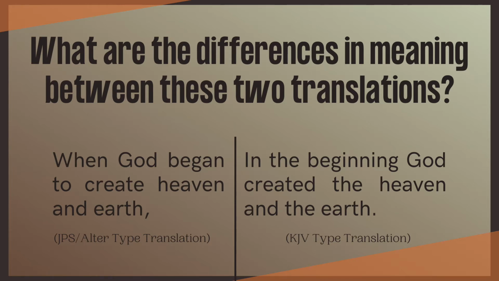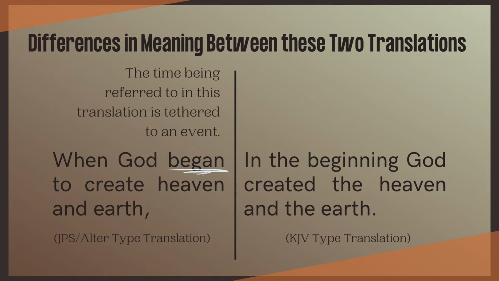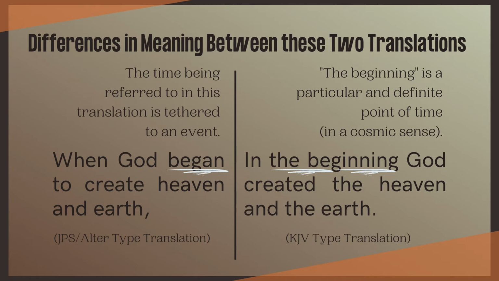There are actually several differences. First, in the beginning is commonly interpreted as though we have a particular and definite point of time being referenced. That is, the beginning, in a cosmic sense. And the verse then seems to be saying that in that cosmic beginning, God created the heaven and the earth. On the other hand, the translation, when God began to create heaven and earth, conveys something quite different. The time being referred to is tethered to an event, the creation of heaven and earth. The word began here is used to refer to the beginning of that event, the beginning of the process of creating heaven and earth.